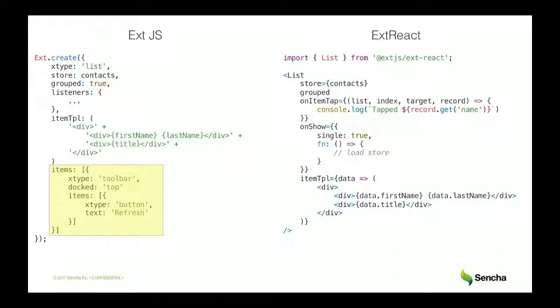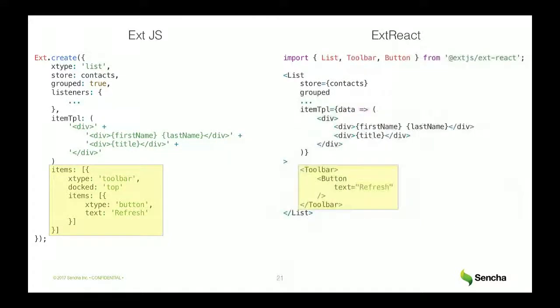And then lastly, if you wanted to build a hierarchy of components in ExtJS, if you have a container that has children, you would do that with the items array. So here we're specifying a docked item, a toolbar that will dock at the top, and then it has its own child items, in this case a button that has the text Refresh in it. So if we were going to do the same thing in ExtReact, you just use child tags. So import Toolbar and Button, and then use them as tags within your List. Oh, and I actually have a typo there. I forgot to put the docked equals top prop on the Toolbar, but that's how you would do it.